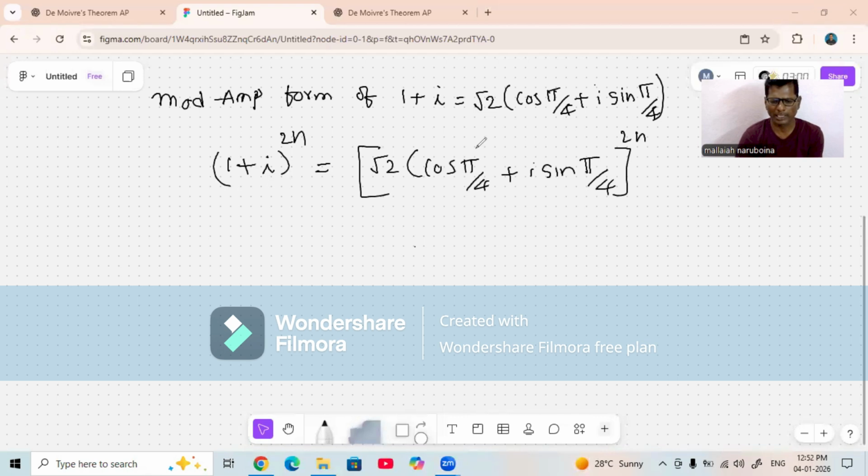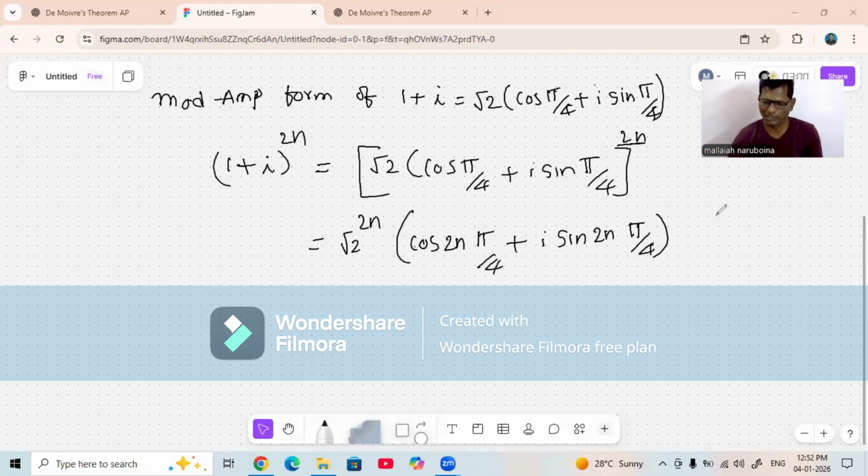See, this is the 1 plus i value. Here I am writing power 2n, and on this side also 2n. Next, give this power to all the elements inside the bracket. So root 2 whole to the power of 2n. Next, this power you can write after cos: cos 2n pi by 4 plus i sin 2n into pi by 4. That is from de Moivre's theorem.